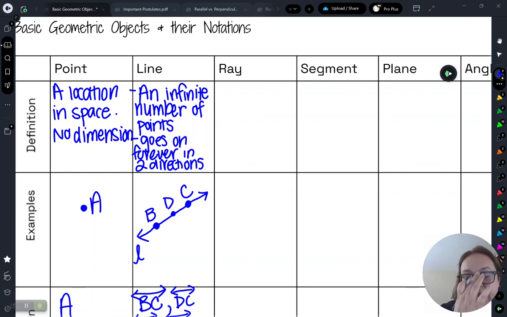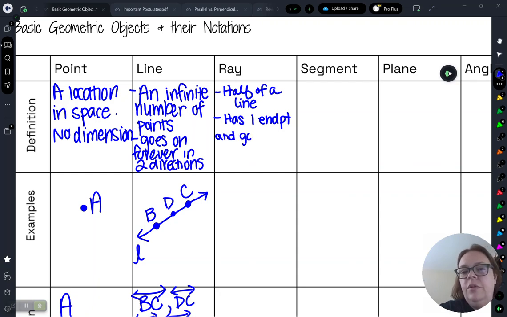So next we have a ray. A ray is essentially if you take a line and you chop it. You chop it in half. Sometimes it's called a half line. Okay, so half of a line. It has one endpoint and goes on forever in one direction.